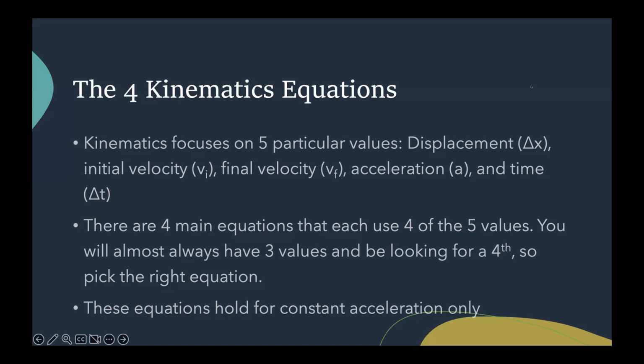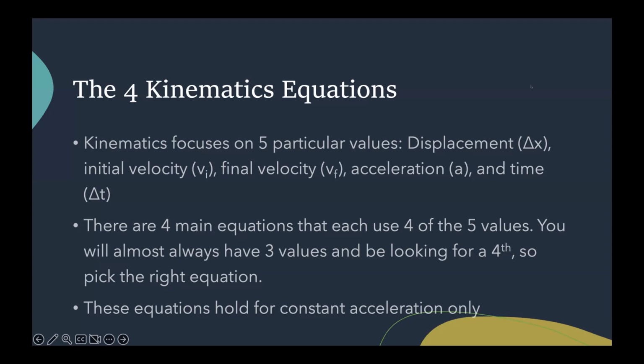As mentioned, there are 4 equations that each use 4 of the 5 values. In the example problem I gave, you're given initial velocity, then the acceleration, then the time, and then you're told to look for the displacement. That's going to be the standard structure of most kinematics problems, where they give you 3 of these 5 quantities and then ask you to find one of the 2 remaining quantities. You basically just pick the right equation, plug in the values, and solve for it.